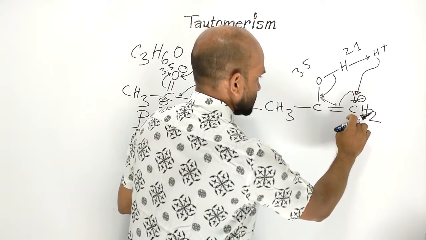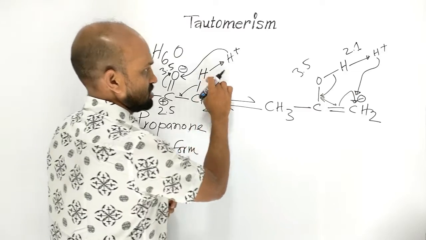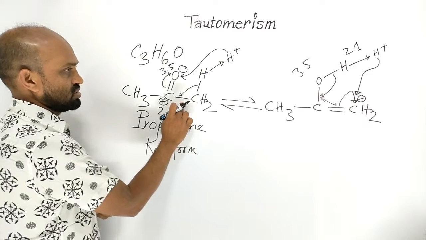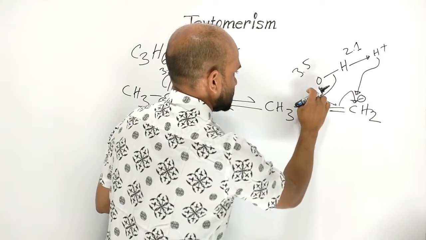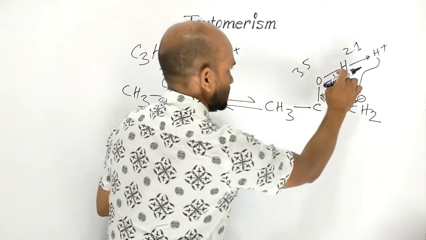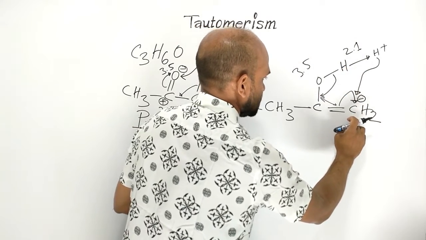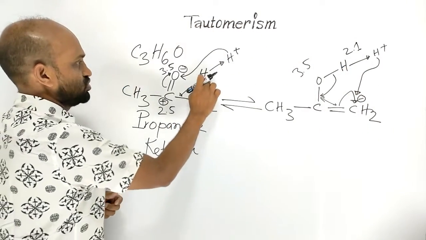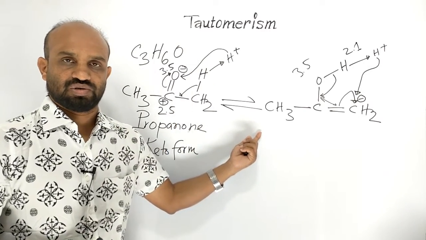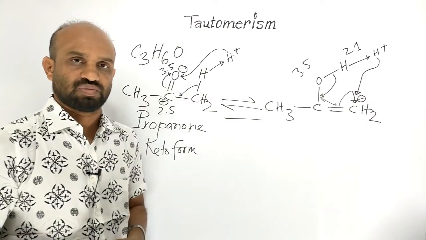Then we get here CH3. That means CH2 another H. Carbon-carbon double bond becomes carbon-carbon single bond. Carbon-oxygen single bond becomes carbon-oxygen double bond. And this hydrogen goes to this carbon, that is CH2H. In this way, tautomers are formed. Both the compounds remain in dynamic equilibrium.